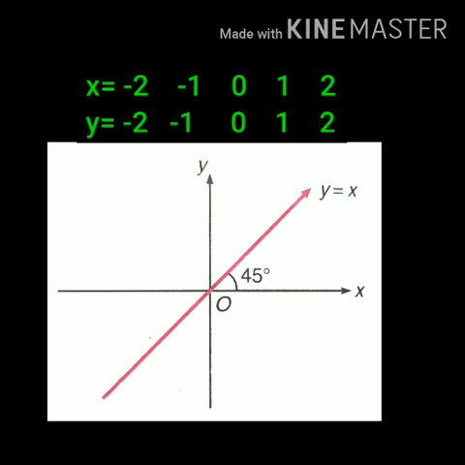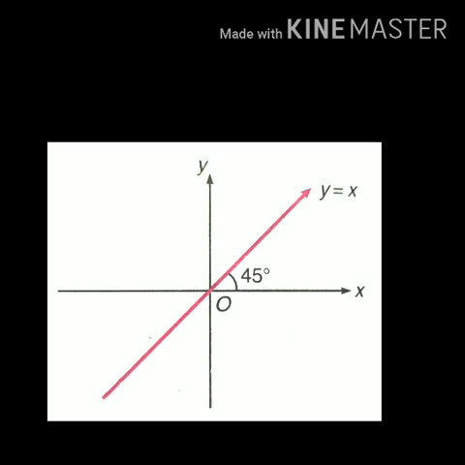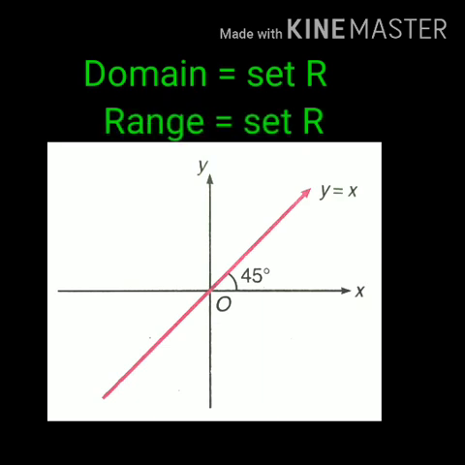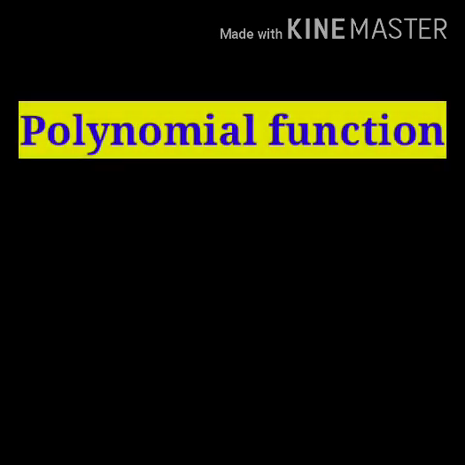Now it is seen that the straight line makes an angle of 45 degrees in positive direction with the x-axis. So we can say the identity function represents a straight line passing through the origin making an angle of 45 degrees with the x-axis. The domain of this function is the set of real numbers and the range is also the set of real numbers. Next we discuss polynomial function.